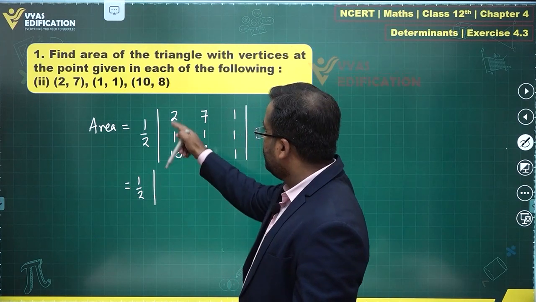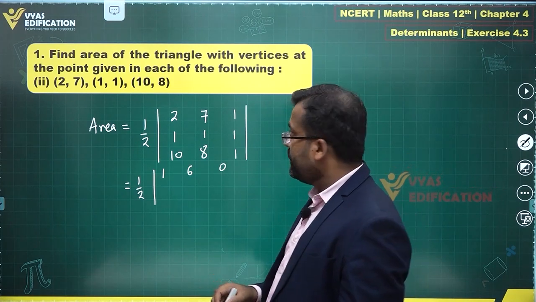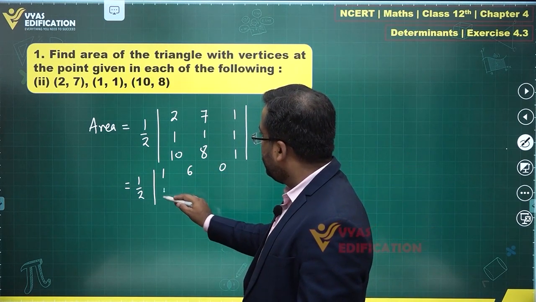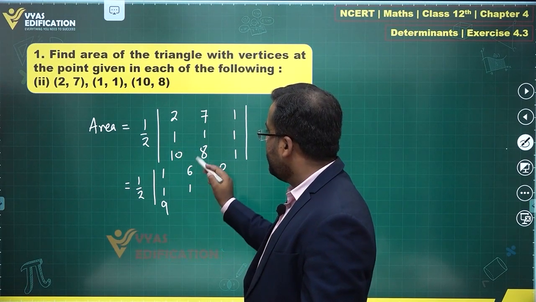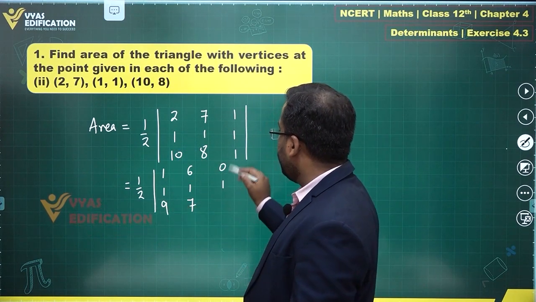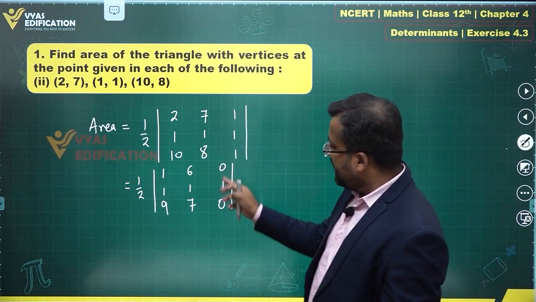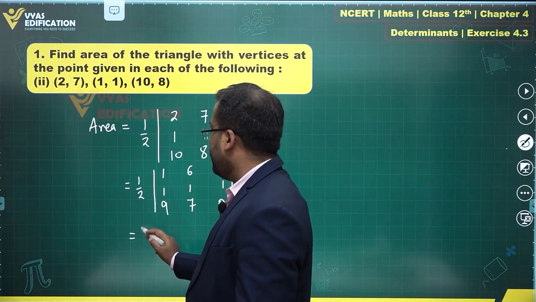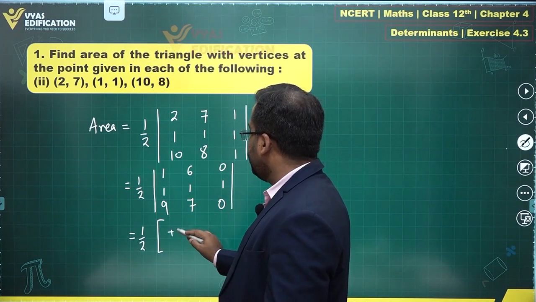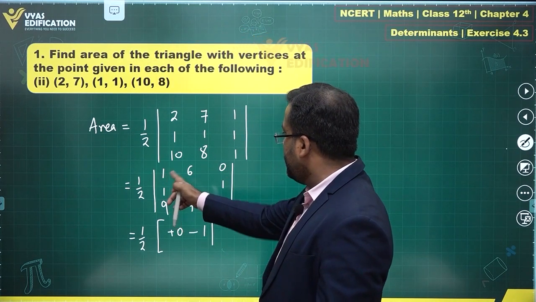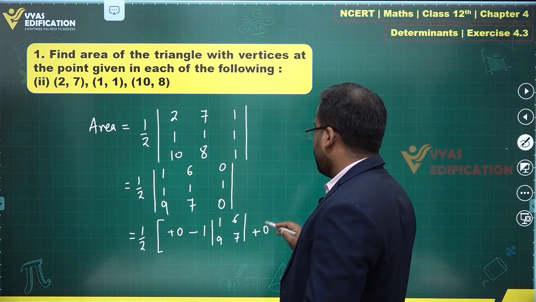1 by 2 is okay. 2 minus 1 is 1. 7 minus 1 is 6, and 1 minus 1 is 0 over here. 10 minus 1, 1 and 1, let it remain as it is. 10 minus 1 is 9, 8 minus 1 is 7, and you have 1 minus 1 as 0. This is what we have. Now we can expand along this column and we get the value of the determinant very easily. What you get is plus, minus, plus: plus 0, minus 1 times the determinant of 1, 6, 9, 7, and plus 0. This is what you get.